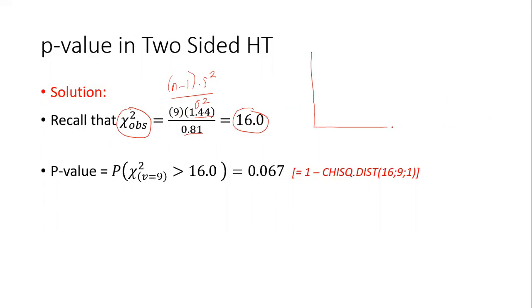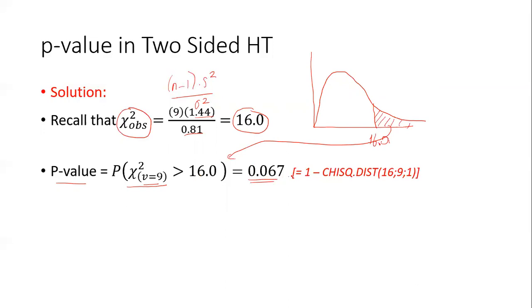So this is a chi-square random variable's plot. It's somewhere here, 16. So what is the p-value? The p-value is the area to the right of this. So the p-value is the probability that a chi-square random variable with 9 degrees of freedom is greater than 16. It turns out that this area is 0.067.